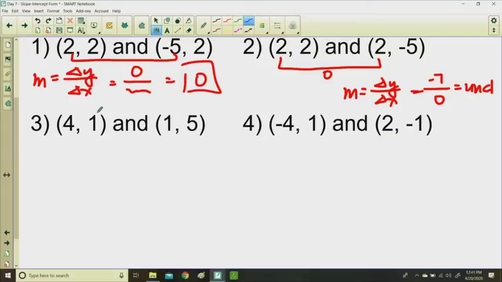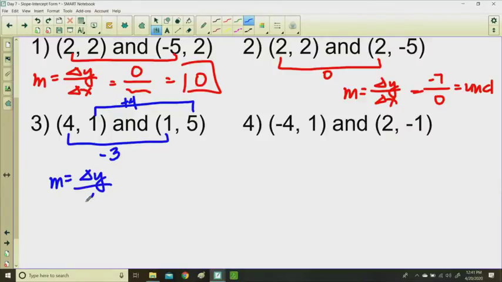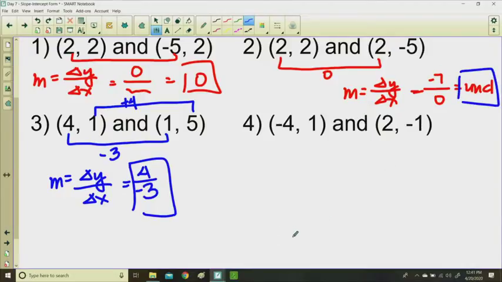I'm going to do this one in blue. So again, the change in y from 1 to 5, you go plus 4. And from 4 to 1, that's down 3. So again, the slope is the change in y over the change in x, which is +4 over -3. Box this one, undefined.